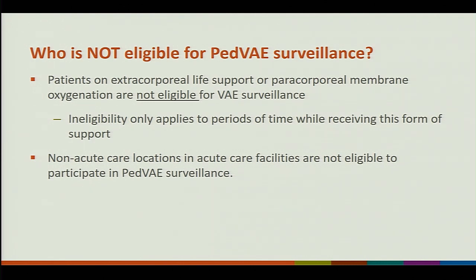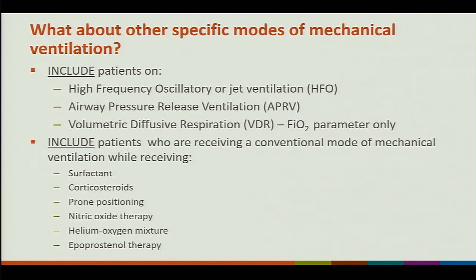And of course, we would exclude non-acute care locations, which I don't think we have a whole lot of in the pediatric and neonatal populations, but it's possible. If a patient is on high frequency ventilation, APRV, or VDR, volumetric diffusive respiration, they are included. These are not excluded scenarios. For adult VAE, of course, they're excluded if they're on high frequency, but that is not the case for PedVAE. And you would also include patients if they are receiving conventional modes of mechanical ventilation and any of these other therapies listed below.